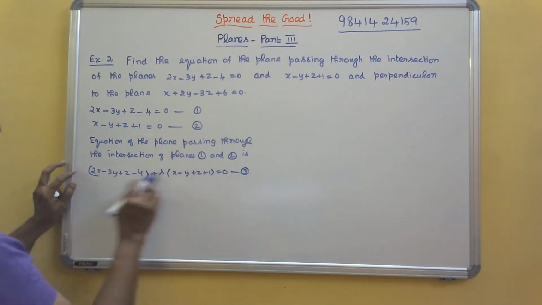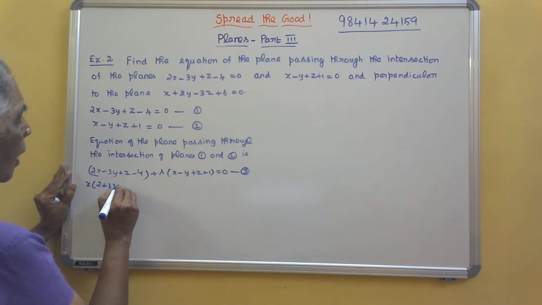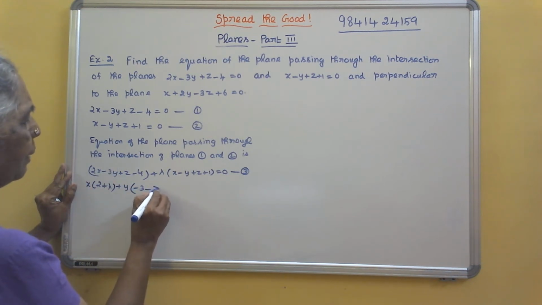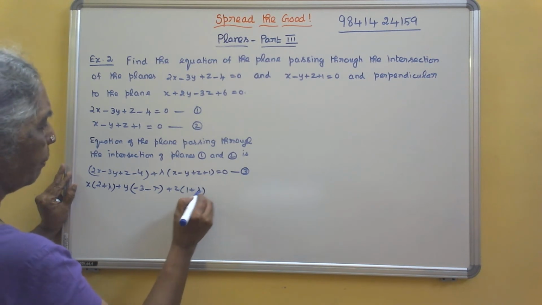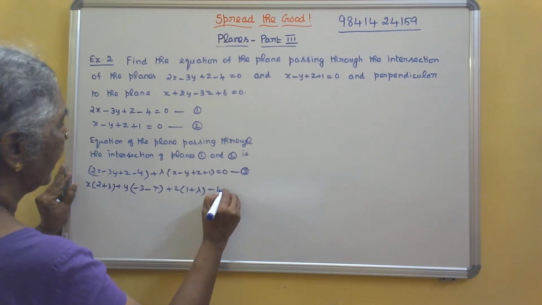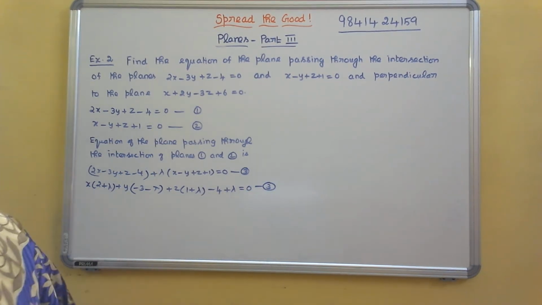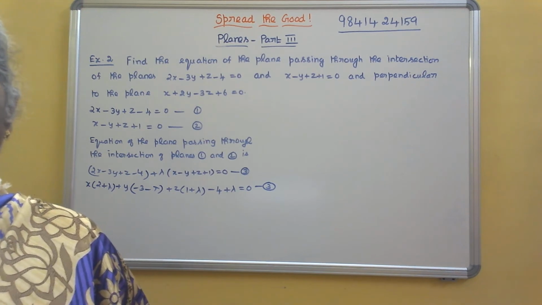So now I will combine the x terms. x into (2 plus lambda). Always have a plus here. Plus y into (minus 3 minus lambda) plus z into (1 plus lambda). The constant term minus 4 plus lambda is equal to 0. This is also equation 3. We have just rearranged the terms properly.